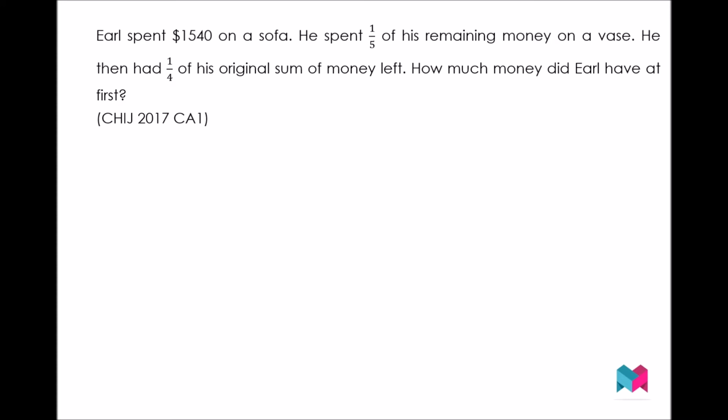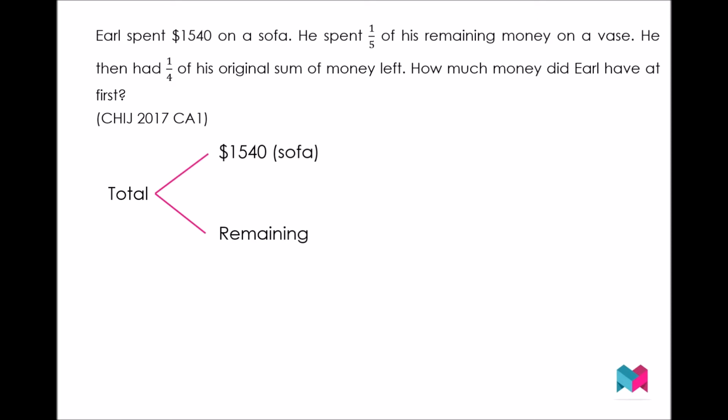The question is, O spent $1,540 on the sofa. He spent 1/5 of his remaining money on the vase. He then had 1/4 of his original sum of money left. How much money did O have at first?